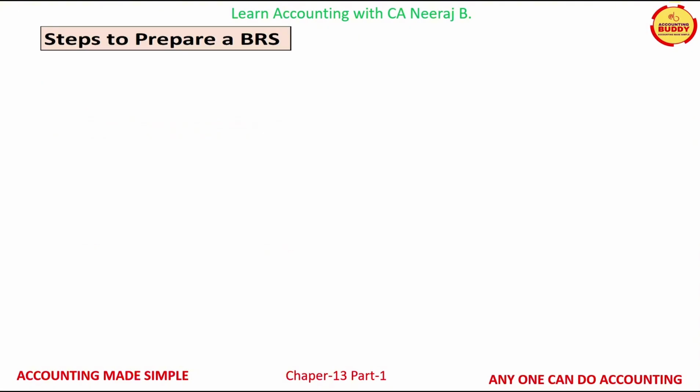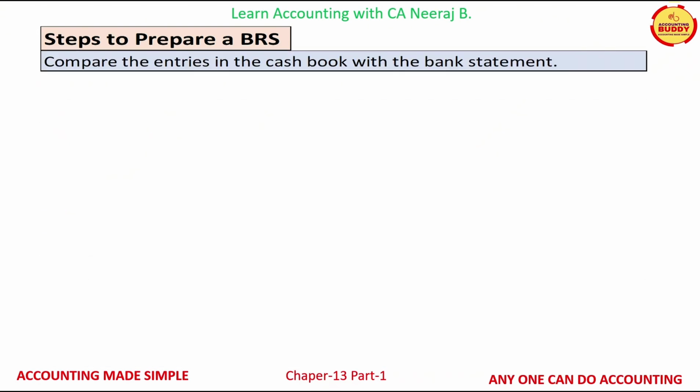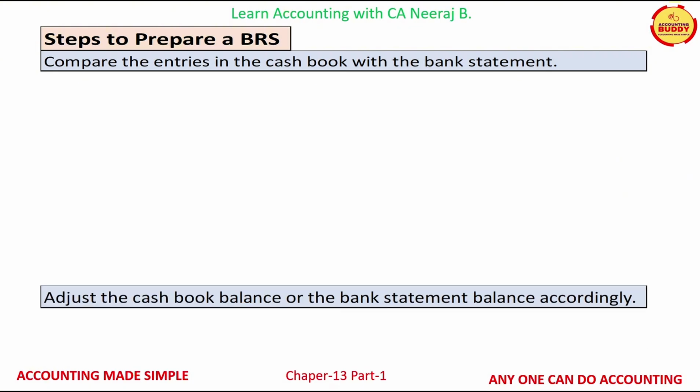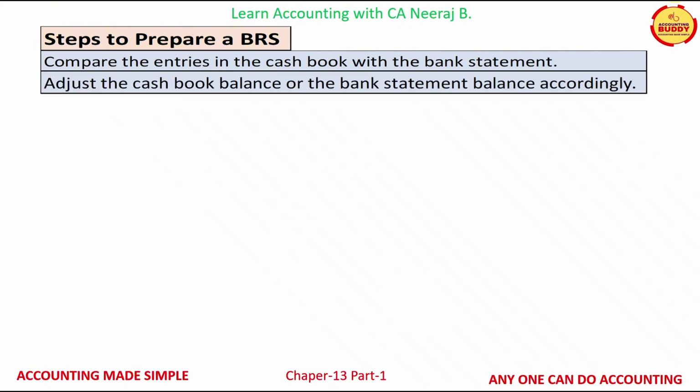Let us learn the steps to be followed to prepare a bank reconciliation statement. First and the most important step is to compare the entries in the cash book with the entries in the bank statement. Once the entries which are recorded in the cash book but not appearing in the bank statement, or the entries appearing in the bank statement but not recorded in the cash book are identified, then we adjust the cash book balance or the bank statement balance accordingly.